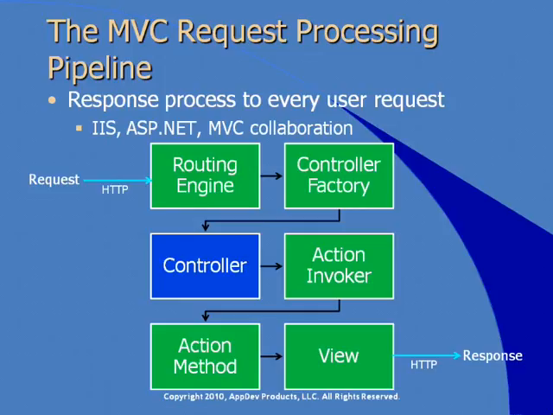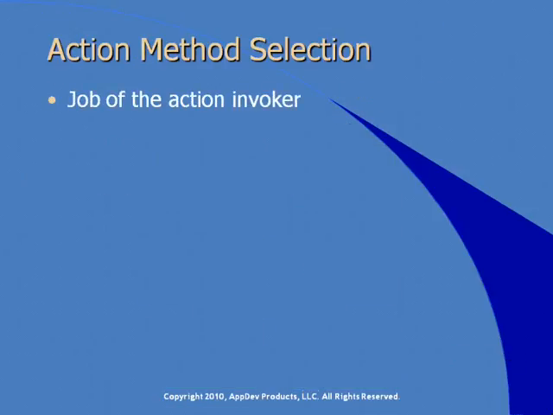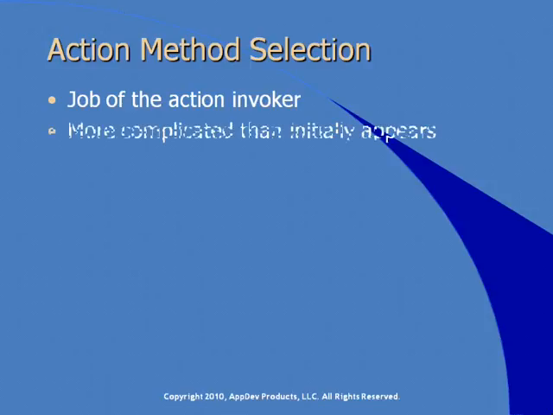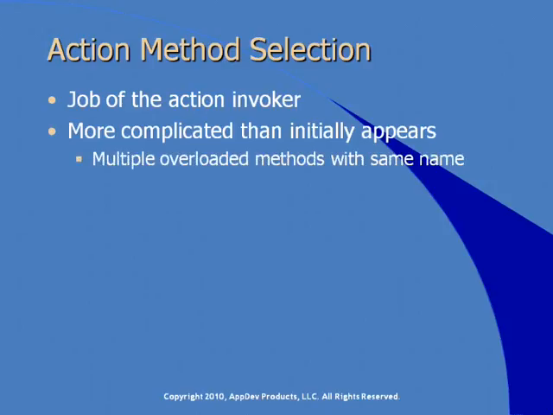Now let's talk a little bit about how the action invoker selects the correct action method from all of the possibilities. The primary job of the action invoker is to select that appropriate action method. So it really can be more complicated than it might appear. There could be, as I mentioned, multiple overloaded methods with the same name. Those various overloaded methods could be decorated with attributes that control its use. In which case, the selection of an action method that is decorated with a particular attribute may mean that that particular version of the action method is appropriate in some scenarios, but not others.